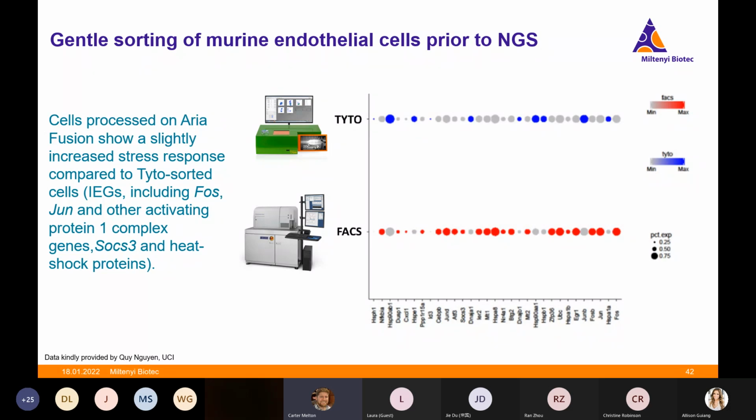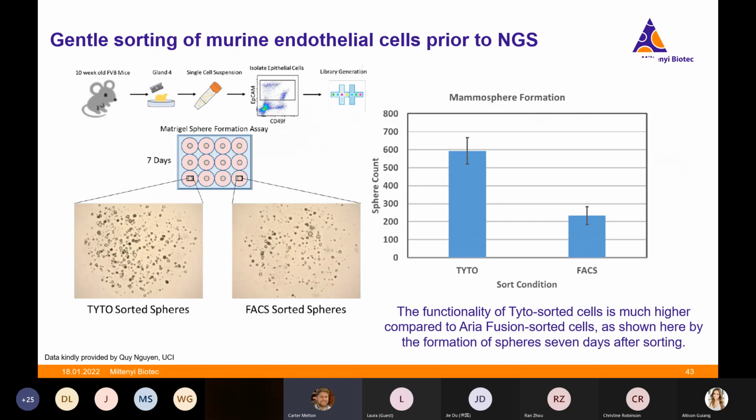And on the next slide, instead of generating a library, they actually performed that same head-to-head comparison, but instead cultured these cells. So they cultured those epithelial cells after sorting, and you can see the Tyto sorted cells did form a greater number of spheres as opposed to the FACS-based system. So it just shows that the cells sorted on the Tyto in that gentle sort did have increased functionality after being sorted as well, as represented by the enhanced spheres. So the next slide.